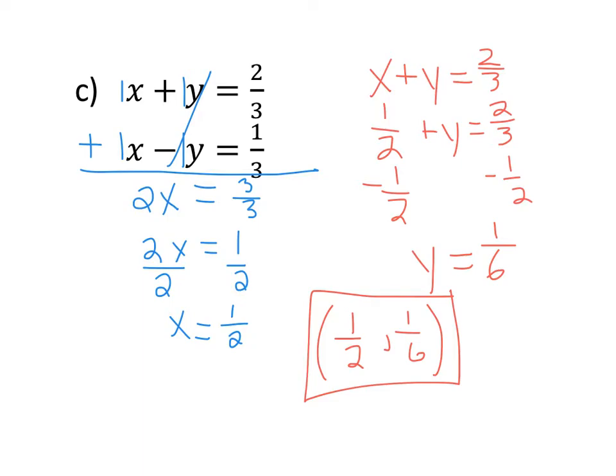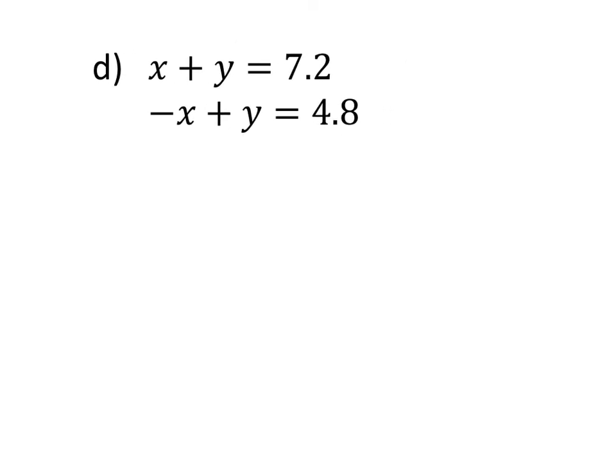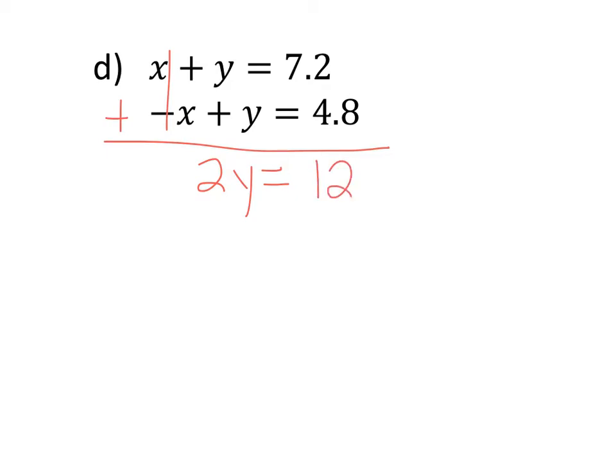Let's look at D. Okay, this time our x coefficients are opposites. Y's are the same. The equal sign is lined up, and so are the numbers. It looks like mine is spaced over a little more, but yours should be pretty lined up. Okay, let's go ahead and add. X minus x cancels out. Y plus y is 2y equals 7.2 plus 4.8 is a nice 12 even. Divide by 2, y equals 6.